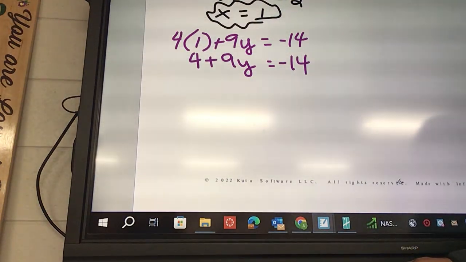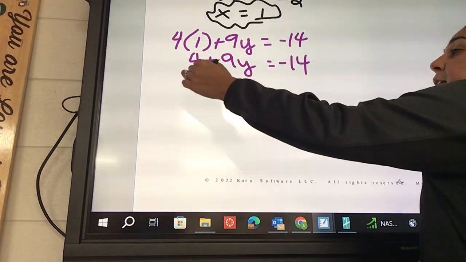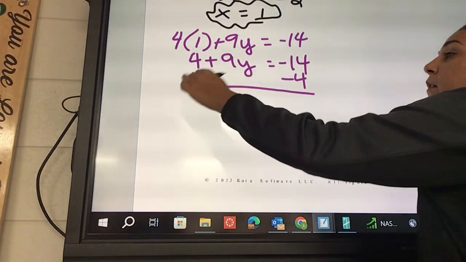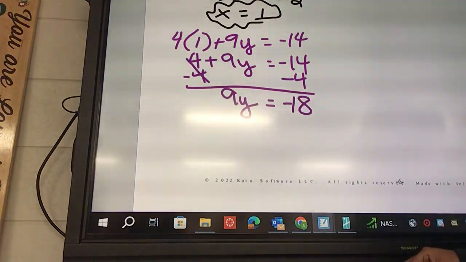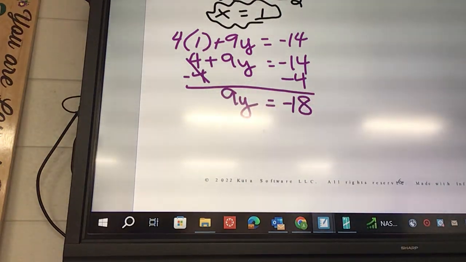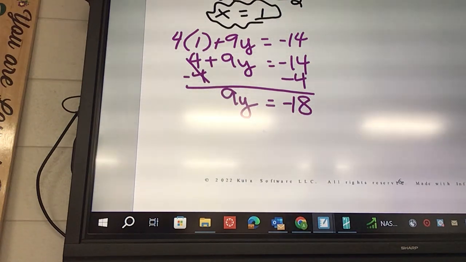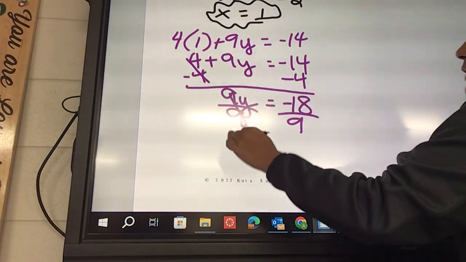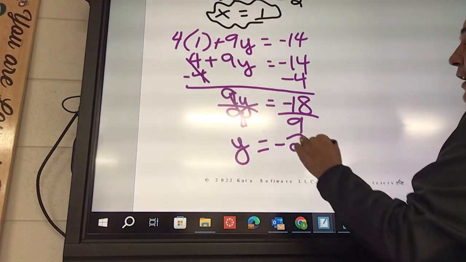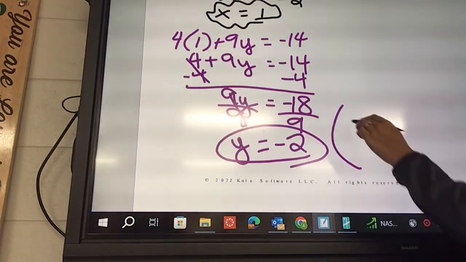Okay, and then we're going to subtract 4. So I'm going to get 9y equals negative 18. And again, if you did equation 2, it's no big deal. You're going to get the exact same thing. And then you divide by 9. This should be negative 2, which would be negative 2. If you use equation 2, you're going to get y equals negative 2 as well.